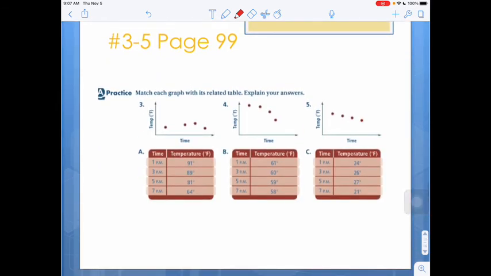Then we have numbers 3 through 5 on page 99. There are 3 tables and 3 graphs. Each graph goes with 1 table. So try to match them up.